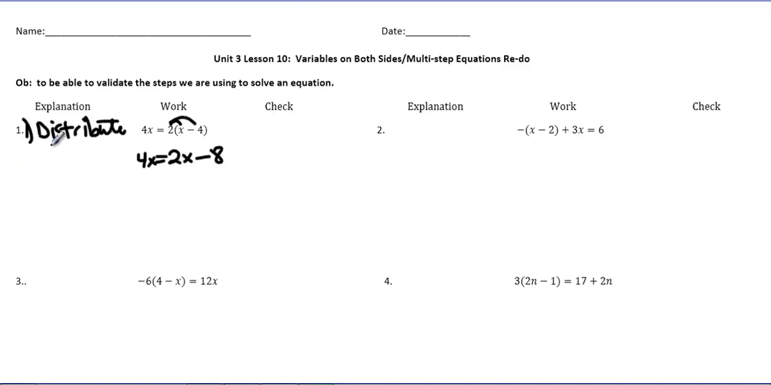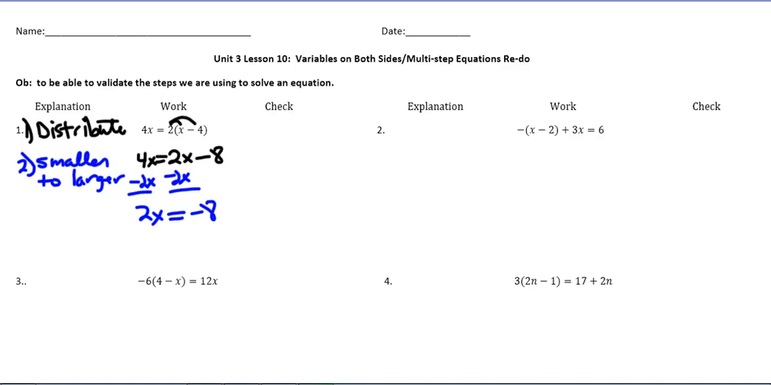Looking at the problem, step 2, I have to get the smaller variable to the larger one. I have to get my variables together. It really doesn't matter which one you move, but again, we like to move the smaller to the larger so that we have a positive variable. So that's 2x equal to negative 8. Step 3 in this problem now is we have to finish it by solving for x. So I'm going to divide both sides by negative 2, and we end up with x equaling negative 4.